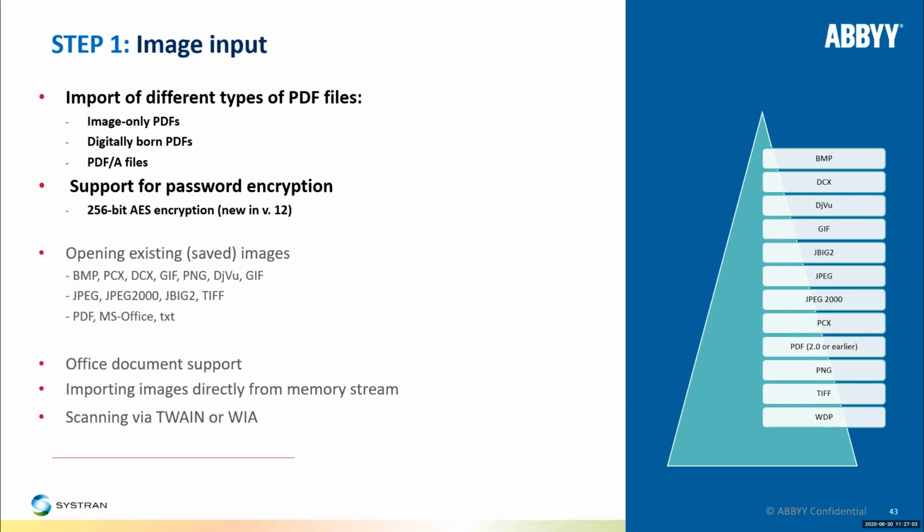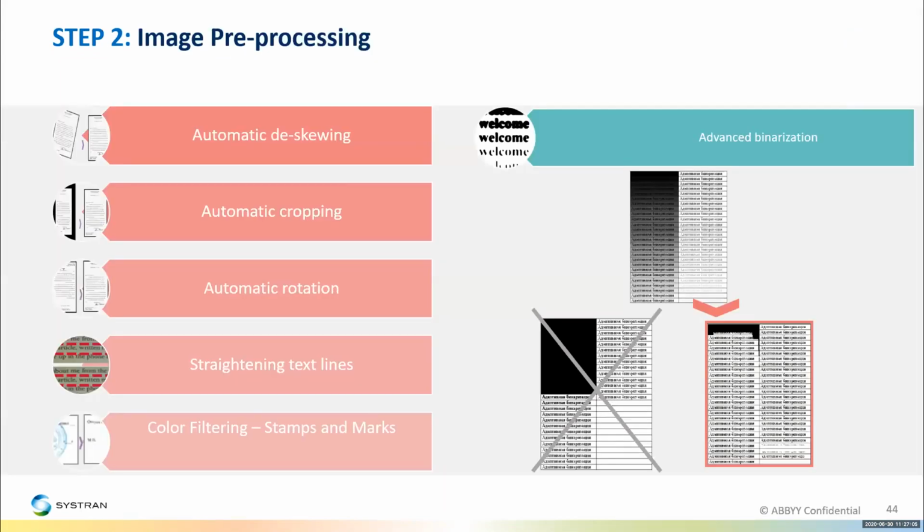FineReader Engine can also receive images from other document sources and open images in different formats. Next is the image preprocessing step. It is a step where we clean the document and make it ready for processing. This includes deskew, cropping, rotation, straightening lines, color filtering, to name a few. There is a lot of different preprocessing functionality, but we are not able to cover everything in one webinar.